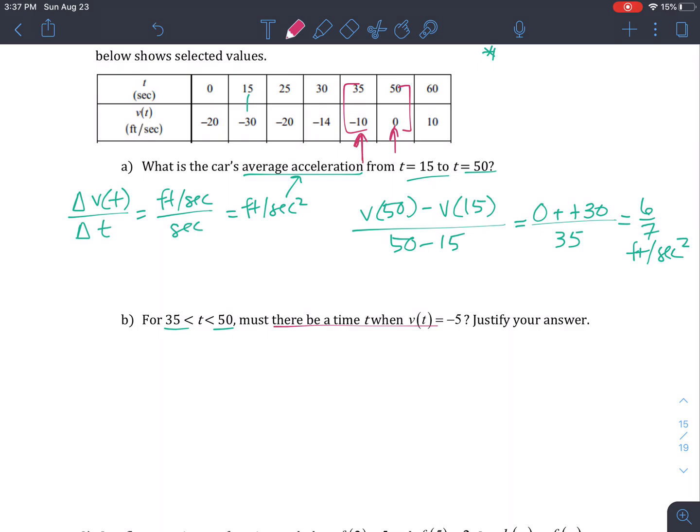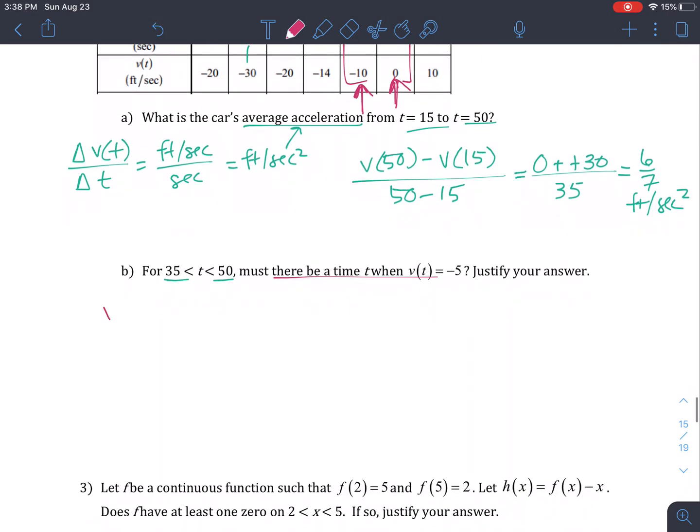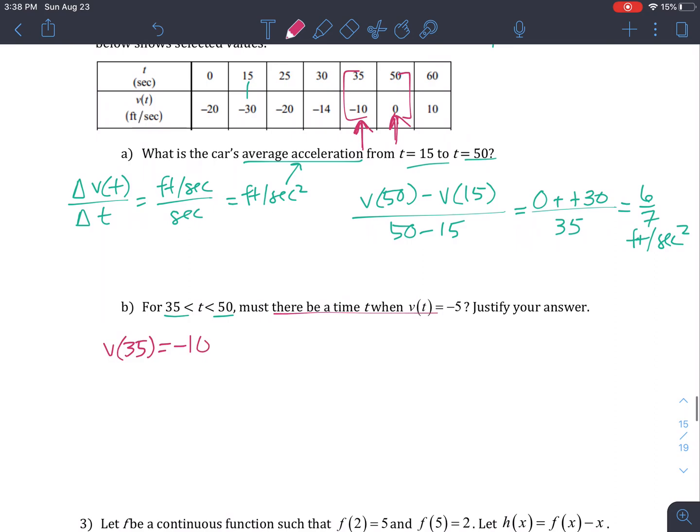It's saying, okay, we're at -10. Now we're at 0. Was there some point I was at -5 feet per second? And hopefully you'd say yes. Why is that true? Well, V of 35 was -10. V of 50 is 0. Okay, and then we kind of, again, go with that intermediate value theorem statement here.